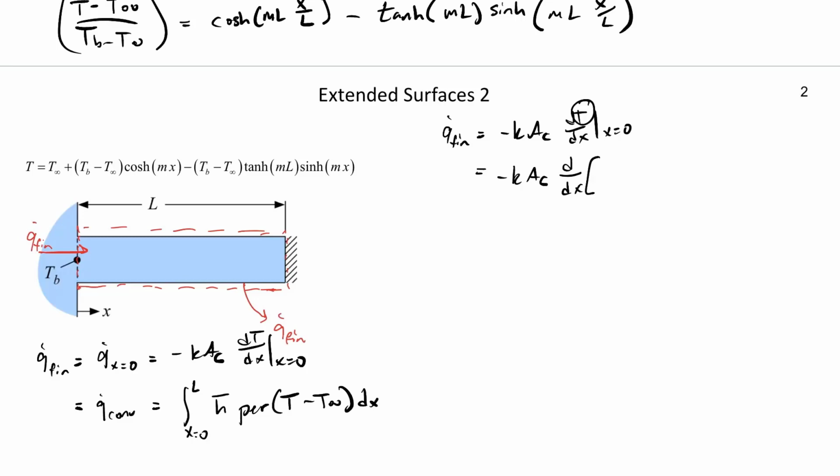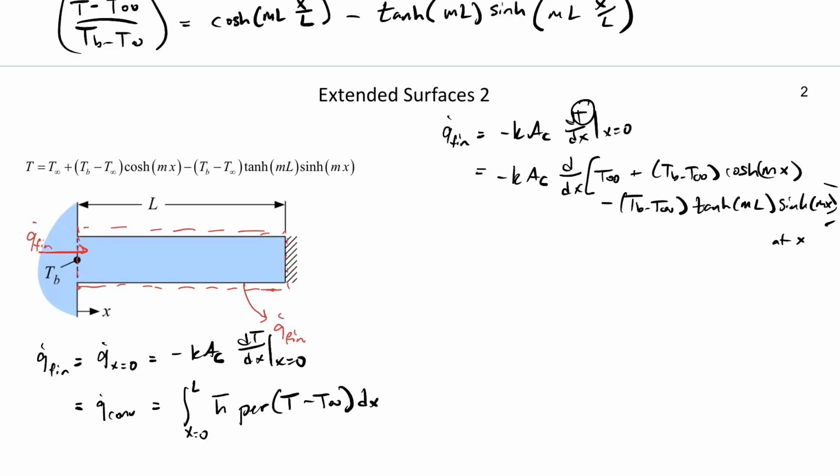Our temperature solution was T infinity plus (TB minus T infinity) times cosh of mx, minus (TB minus T infinity) tanh of ml times sinh of mx, and all of that is evaluated at x equals 0. Sorry, it got kind of crowded there. So that's our expression. We just go through and evaluate this derivative.